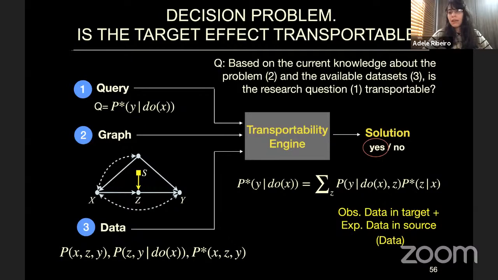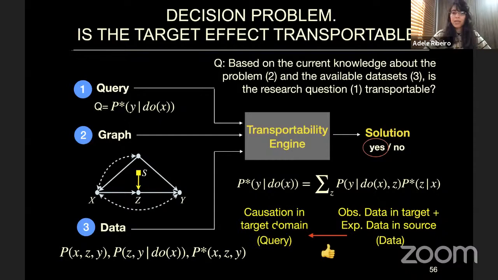Observational data in the target plus experimental data in the source. That's the data that we have available. So this is just saying that the expression depends only on the data that we have available. And in this case, we can compute the causal effect in the target domain. So this is the flow that we have in the transportability theory. We have been studying now the cases where we are dealing with the null instances as well, for both causal inference and transportability theory.